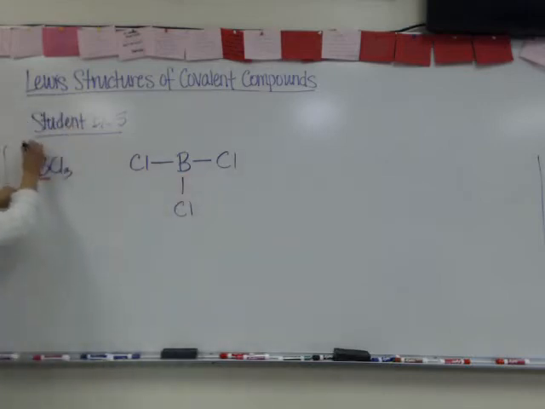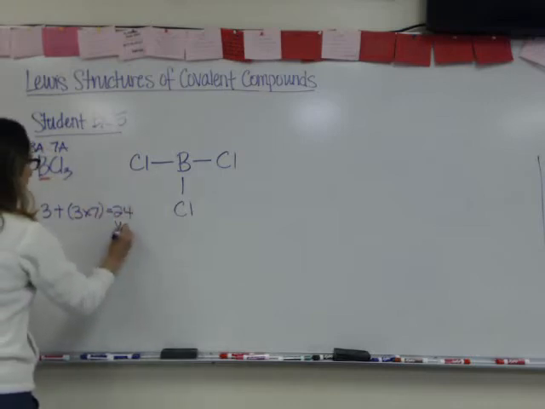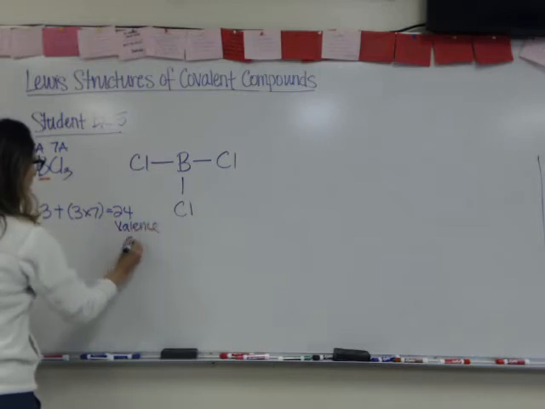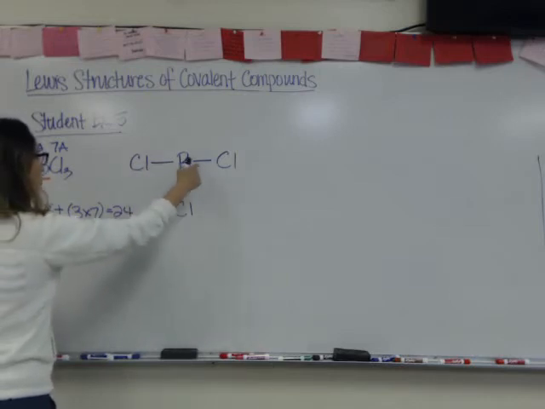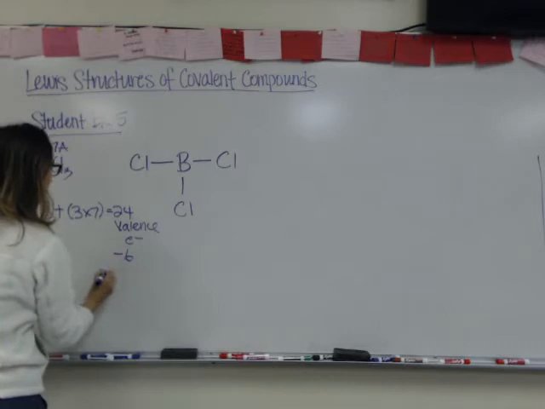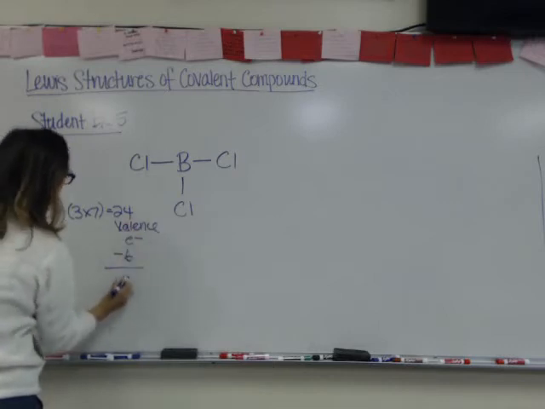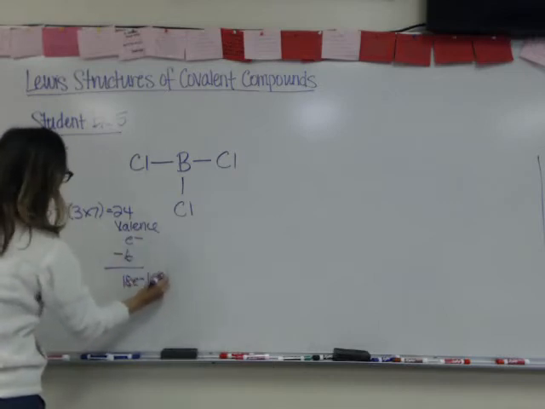Boron is in group 3A, chlorine is in 7A. So I had 3 electrons from boron plus 3 chlorine in 7A. That's 21 plus 3. I have 24 valence electrons to use total. I used 6 when I drew in my bonds. 24 minus 6 means I have 18 electrons left.